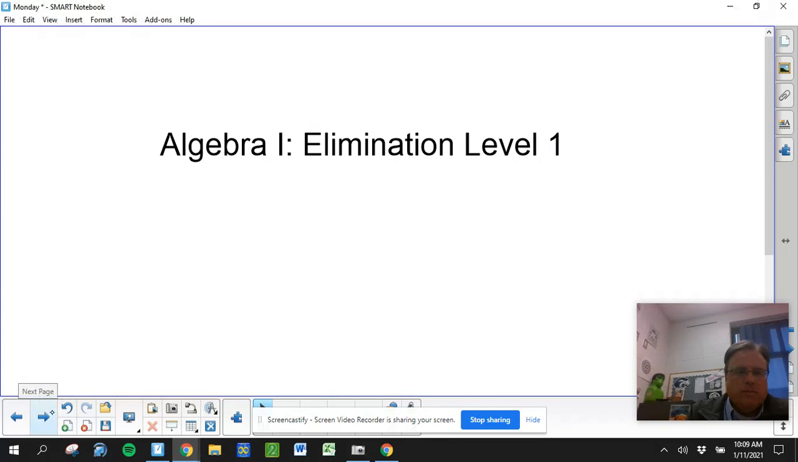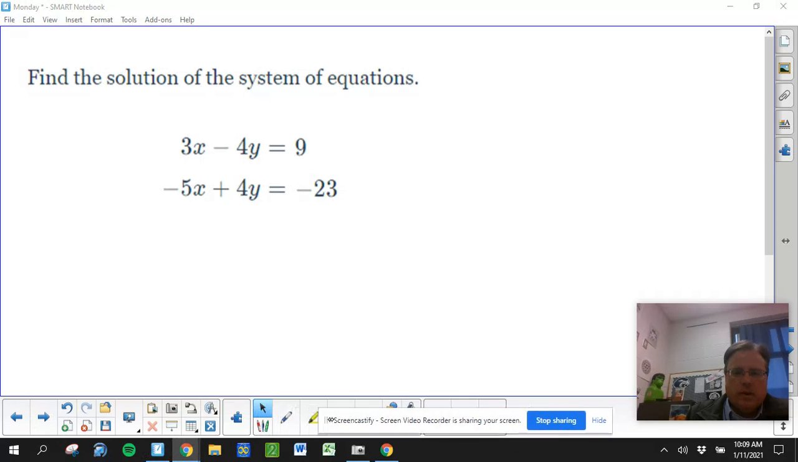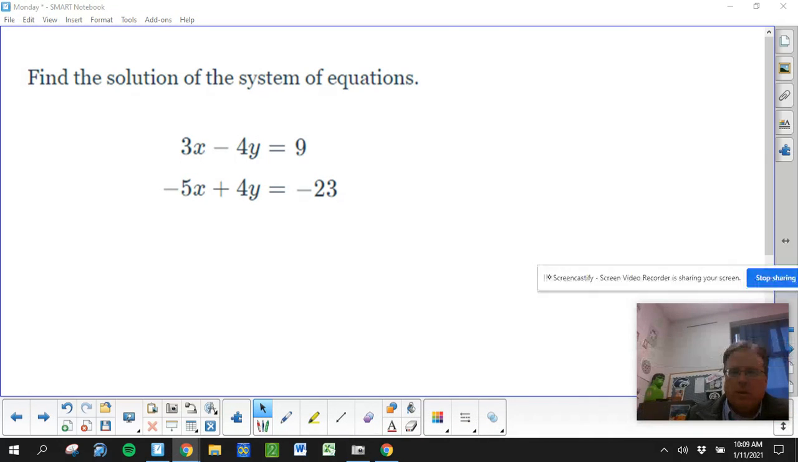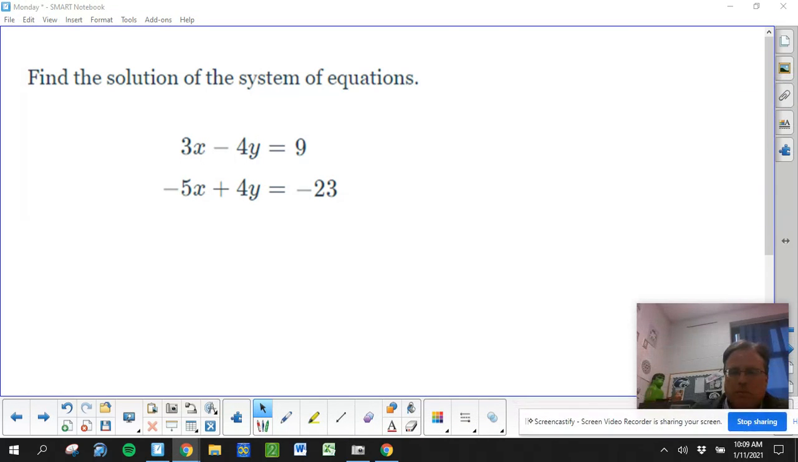Elimination Level 1. Let me move this little thing out of the way before it gets all over my nerves. I don't know where to put it.